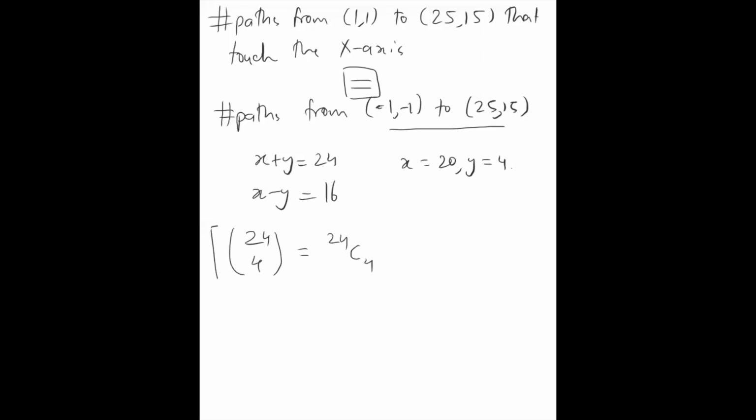this now shows us that this number is equal to this thing, the number of paths from (1, 1) to (25, 15) that touch the x-axis. All right. So now we are just going to go back and revisit what we had.